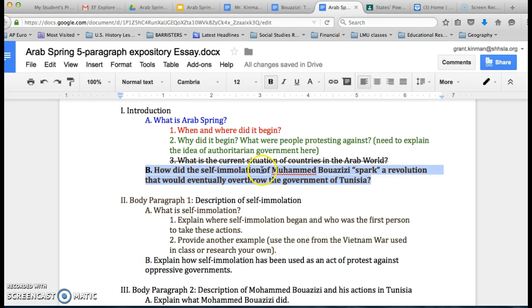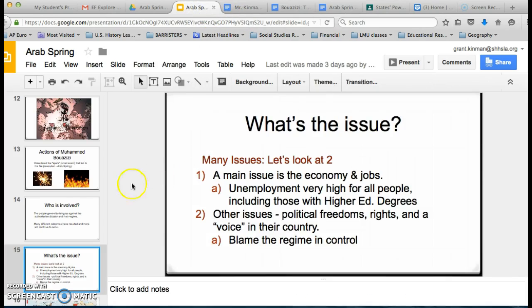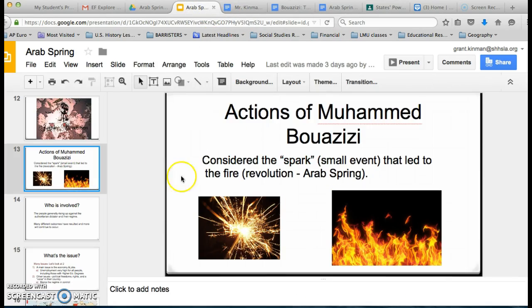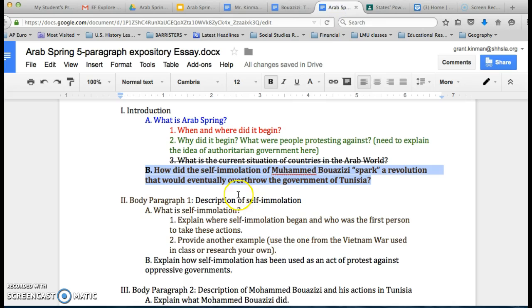And the question is, how did the self-immolation of Mohammed Bouazizi spark a revolution that would eventually overthrow the government of Tunisia? So, go back through your slides. Think about, what does this mean? That Mohammed Bouazizi and his act of self-immolation was the spark that led to the fire, the revolution, Arab Spring. And make sure you have an answer to that.